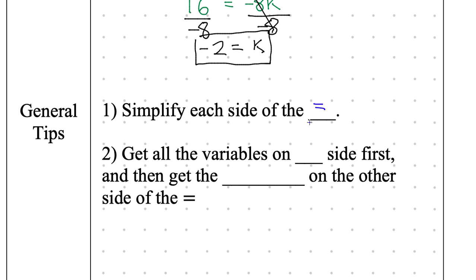And number 2, get all variables on one side first and then get them on the other side of the equal sign. Eamon. Get all the variables on the right side first, or it doesn't necessarily need to be the right side. It just needs to be how many sides, though? On one side first and get the variable on the other.